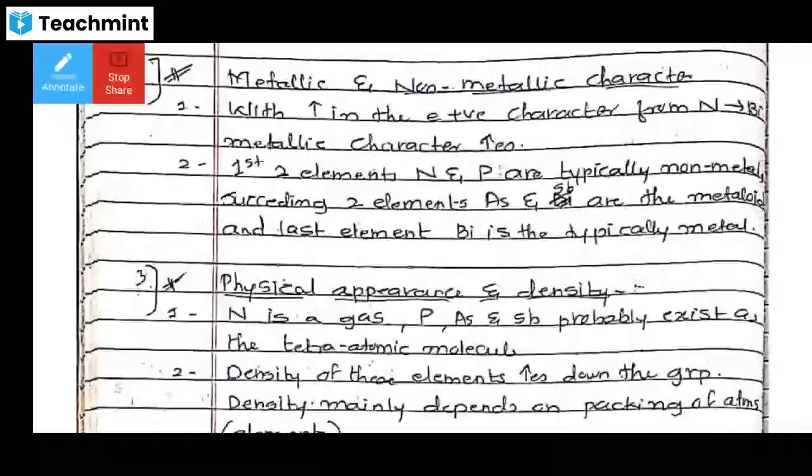Let's start to write the notes. Have you started writing the notes?